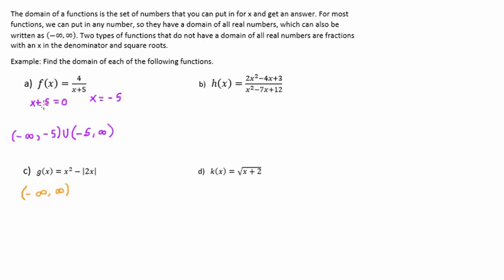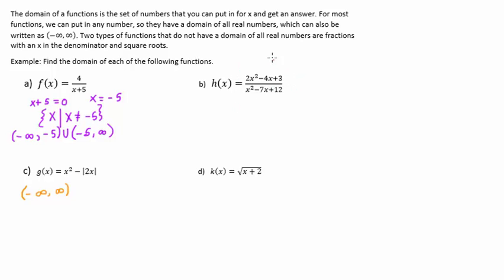The other way to write this is using set notation with squiggly brackets, where we put x and then a line, and then we say x is not equal to negative 5. All this is saying is that x can be anything, that's the first part, and then the second part says, well, no, x can't be negative 5.